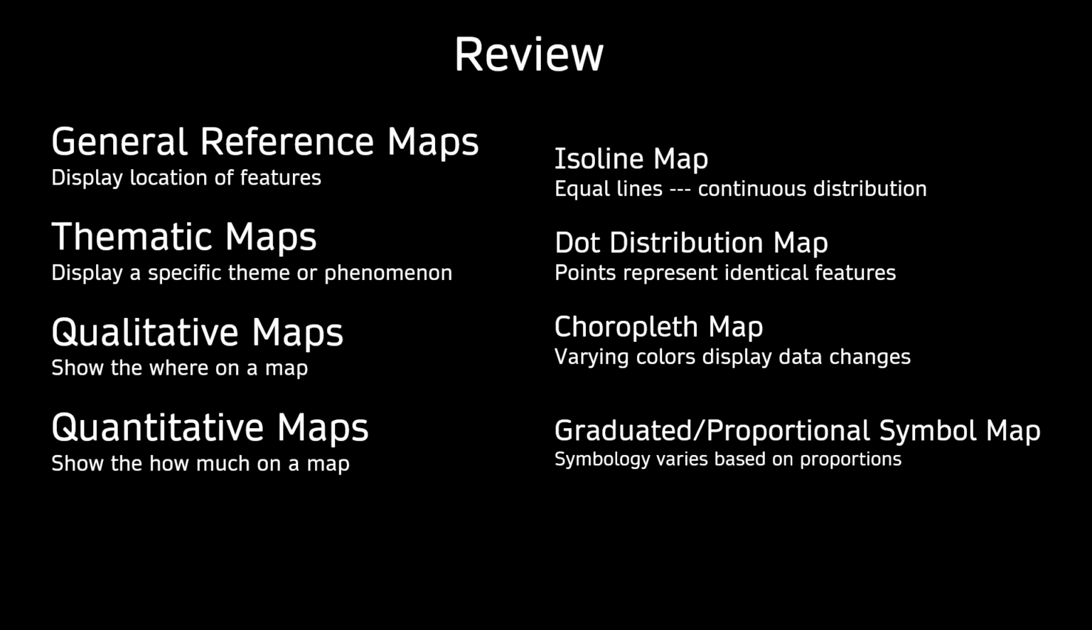We talked about isoline maps, which are equal lines of continuous distribution, such as those lines that represent topography on a map. We used the example of charging stations for electric vehicles in Hong Kong, as well as the distribution of veterans in the United States to discuss dot distribution maps. Choropleth maps use varying colors to display data changes, and graduated or proportional symbol maps have a symbology that varies based on proportions.